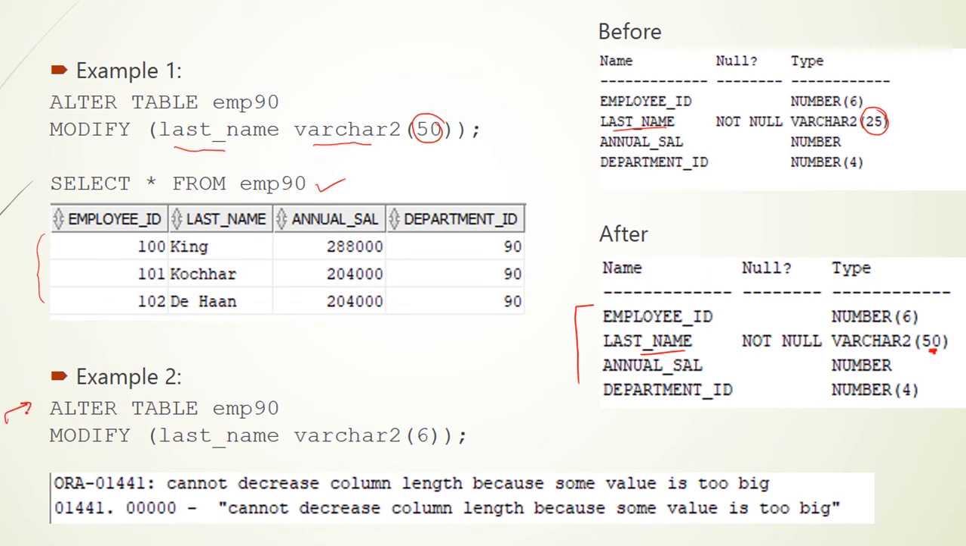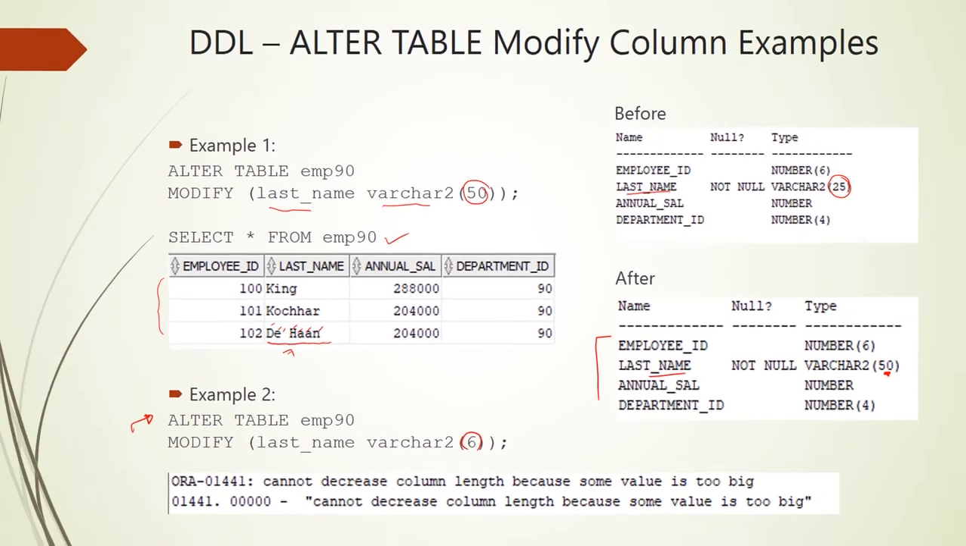Here in example 2, we are trying to decrease the size of the last name column. Alter table emp90 modify last name varchar 2 6. Oracle returns an error, cannot decrease column length because some value is too big. So the current existing data, here the first record is King, Kochar, and Dihan. The length of the value here in this case is 7, which is greater than the new size. In this case, alter table modify last name varchar 26 will fail.